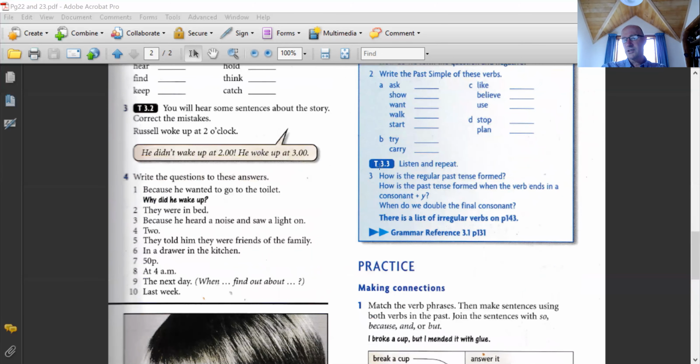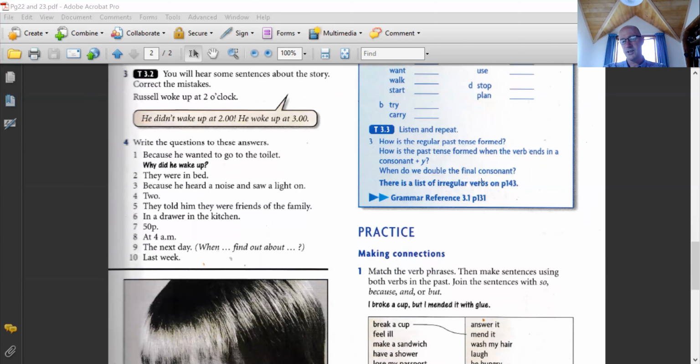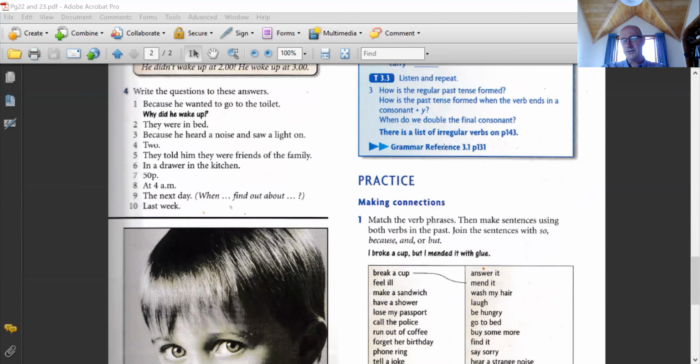Right, I'll send you this as well, T3.3 to listen to, so you can listen and repeat. And then the other part is, how is the regular past tense formed? How is the past tense formed when the verb ends in the consonant plus Y? And when do we double the final consonant? So if you don't understand that one, we'll talk about it in class next week. So I'll send you this list of irregular verbs on page 143. So the verbs you can learn.